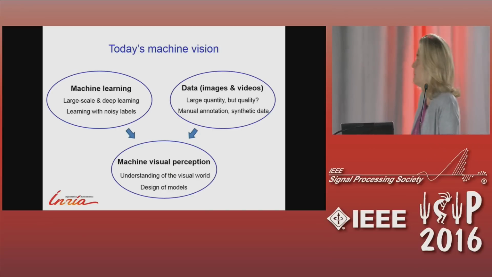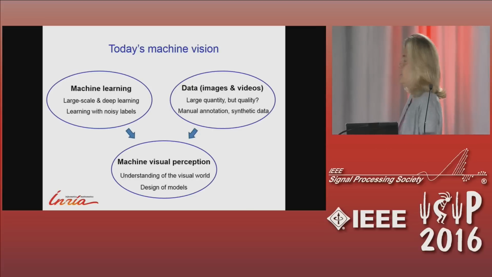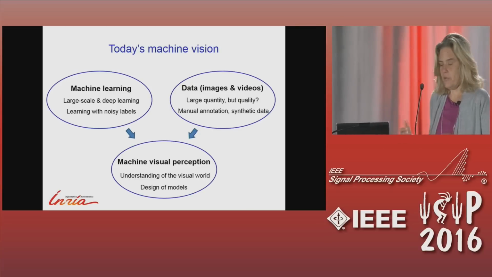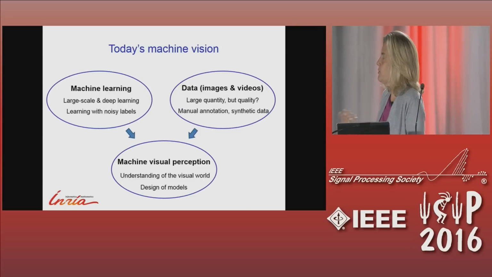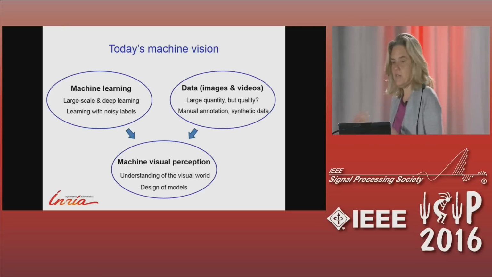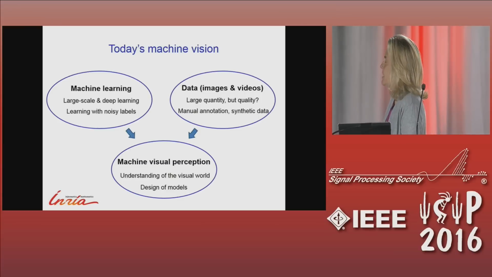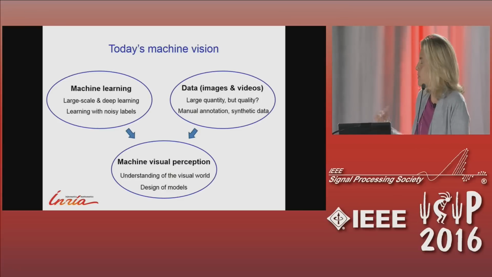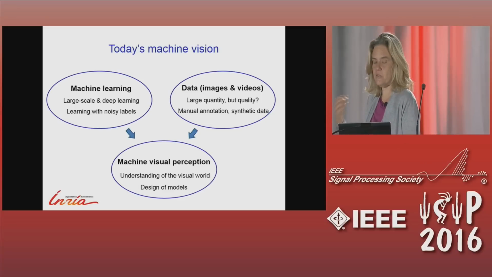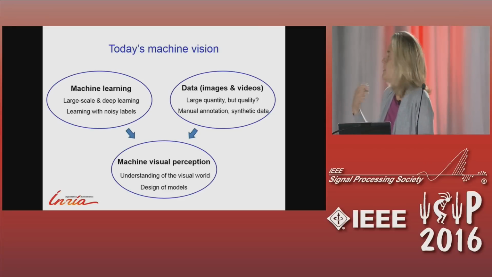And then the other thing which is very important is actually the data, right? Basically, if you give the machine learning approach bad data, then it will just train a bad classifier, right? And so basically, we have this large quantity of data around. But if you look at what you really want, it's not so much the quantity, but also the quality, right? If you have noisy labels, the classifier goes wrong.